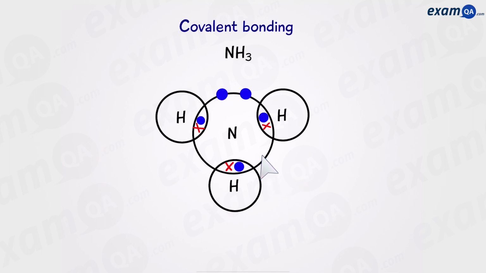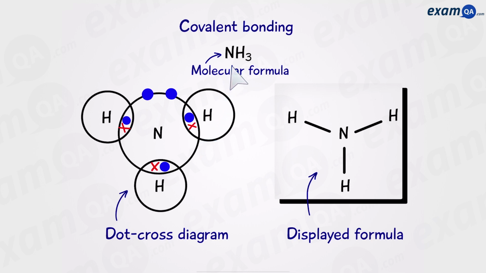So if we count, the hydrogen on the left has 1, 2, the hydrogen at the bottom has 1, 2, and the hydrogen on the right has 1, 2. So they all have 2 electrons, and therefore they have a full outer shell. As for nitrogen, it's going to have 1, 2, 3, 4, 5, 6, 7, and 8. Perfect. And here we have the molecular formula, the dot and cross diagram, and the displayed formula on the right.